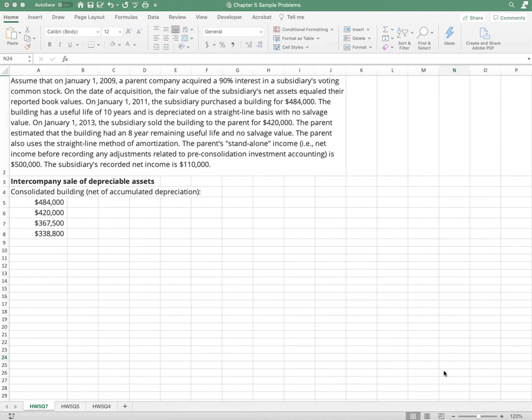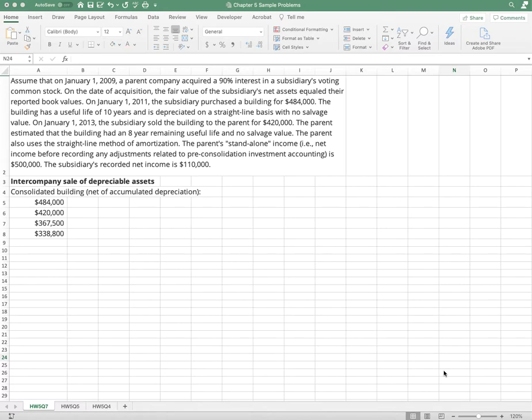On January 1st, 2011, the subsidiary purchased a building for $484,000. The building has a useful life of 10 years and is depreciated on a straight-line basis with no salvage. On January 1st, 2013, the subsidiary sold the building to the parent for $420,000. The parent estimated that the building had an 8-year remaining useful life and no salvage value. The parent also uses the straight-line method of amortization.